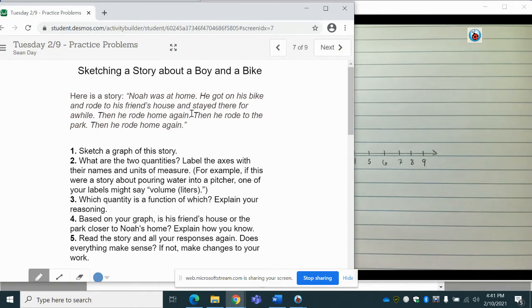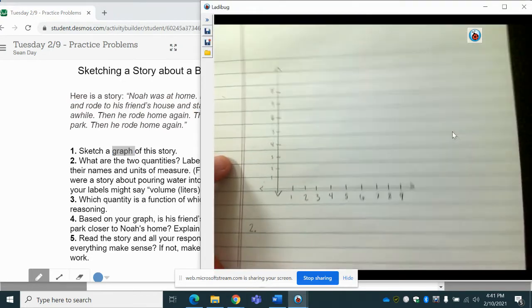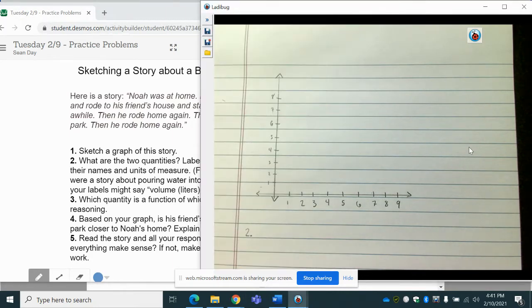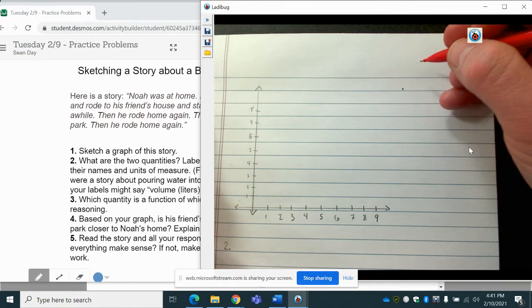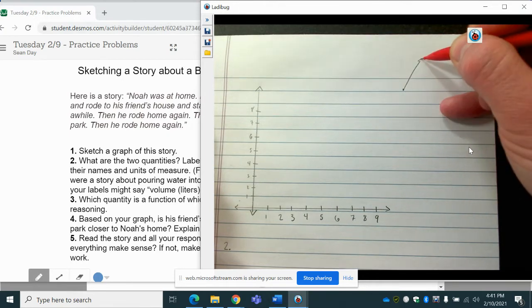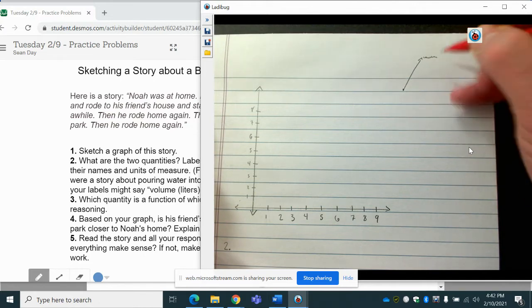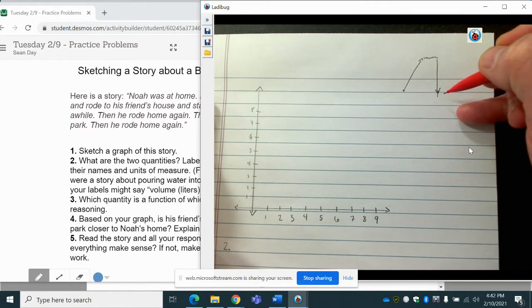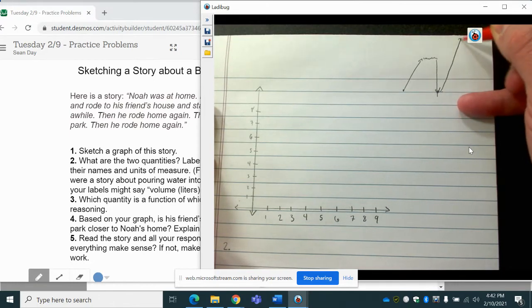So let's take this story and let's translate it into a graph. If I'm gonna graph out this story, I'm gonna think about the different actions, the different parts. Well, first it says that Noah starts off at the house. So perhaps if I draw a rough graph, he starts, let's just say here, he's at home. Then it says he goes to his friend's house. So he rides out to his friend's house. He stays there for a while. And then he rides back to his house. Then he turns around and says, you know what? I'm going to go ahead and go to the park. Maybe the park's a little bit further out.